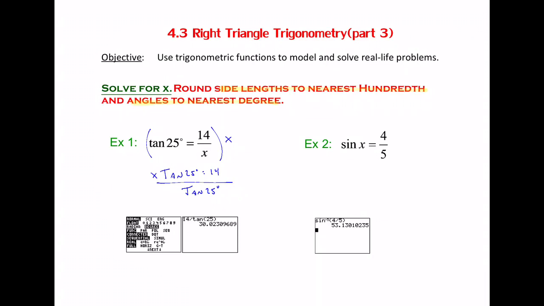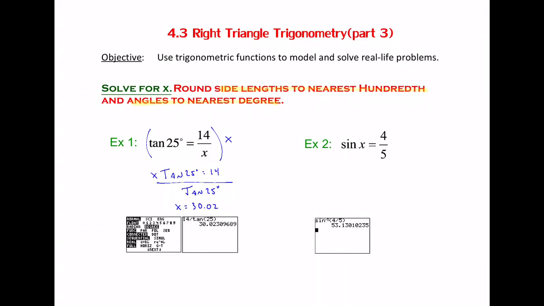So we get 30.0230969. Since it's a side length, because with tangent being opposite over adjacent we know it's a side length, x is going to be approximately equal to, rounding to the nearest hundredths, which is two places, 30.02. Usually we would put a unit there, but since we're just solving general equations, we don't have one.